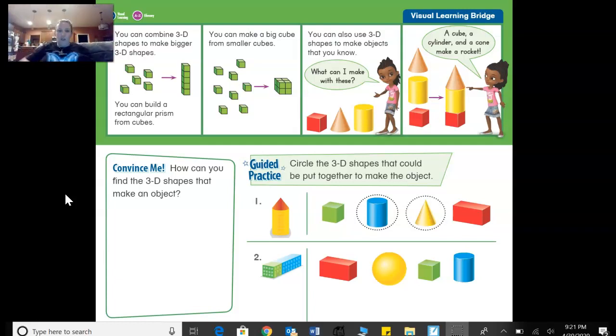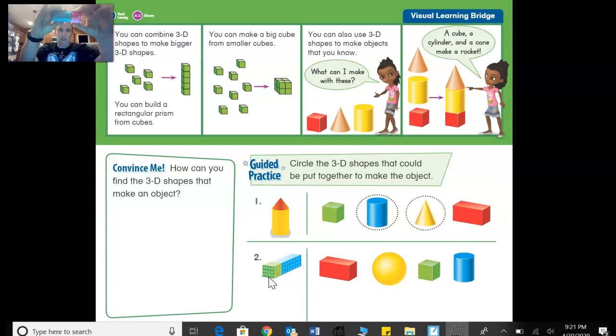Okay, so now they're asking us to circle the 3D shapes that could be put together to make the object. So this is our rocket, and then they circled the cylinder because it is the bottom part of the rocket, and they circled the cone because it makes that top. Okay, look at this thing. How might I make these? I think I can find these shapes here, so I'm going to pull them out. It looks like these two, isn't it?